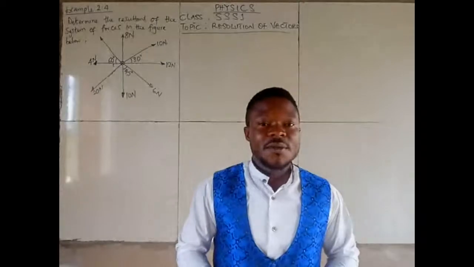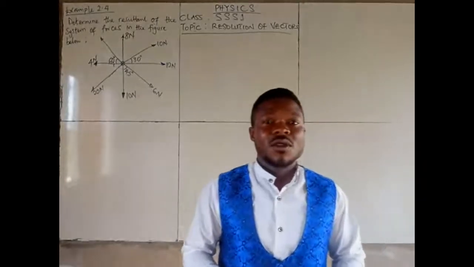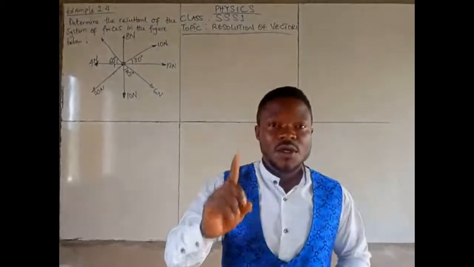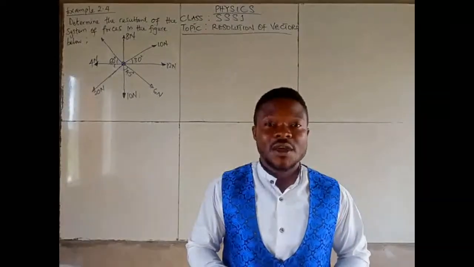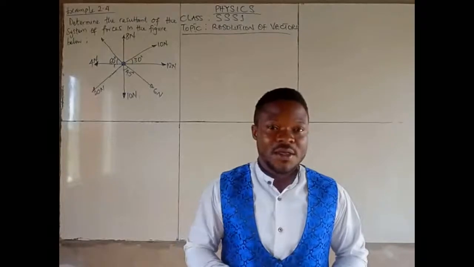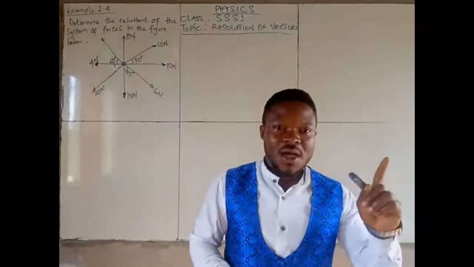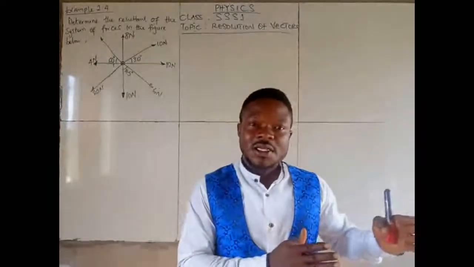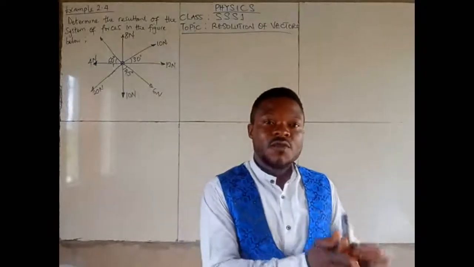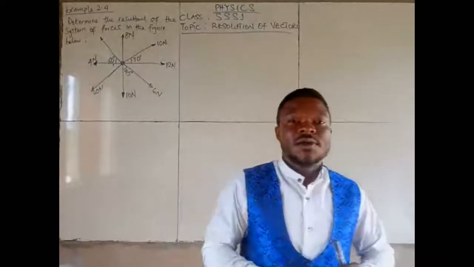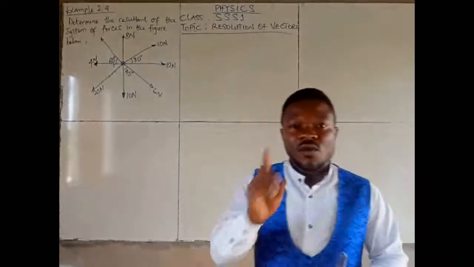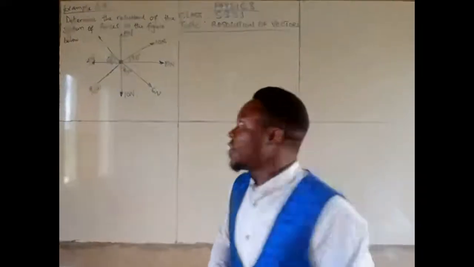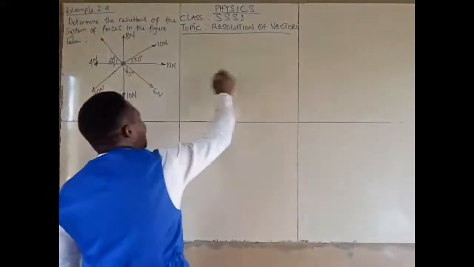Resolution of vectors simply means we are going to convert only one vector into two perpendicular vectors that have the same effect as that particular original vector. Resultant involves turning two vectors into one, while resolution involves turning one vector into two perpendicular vectors.